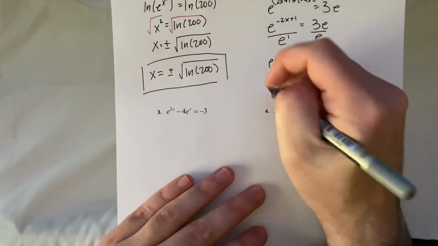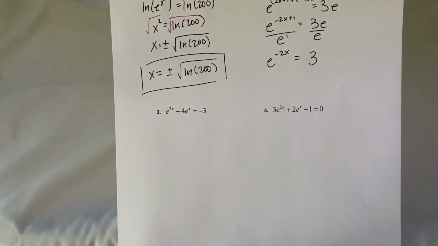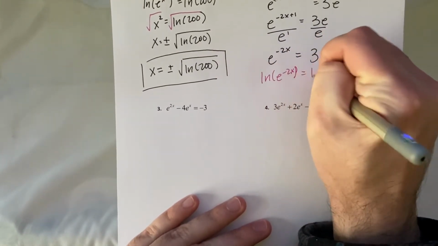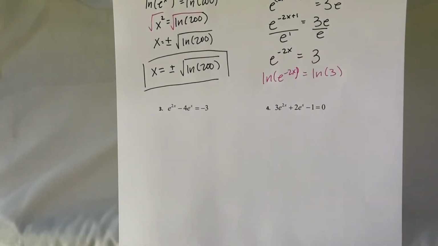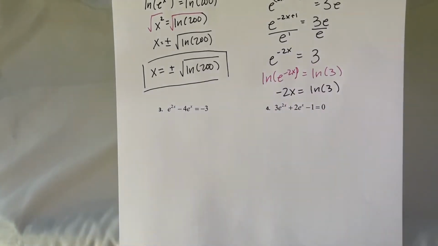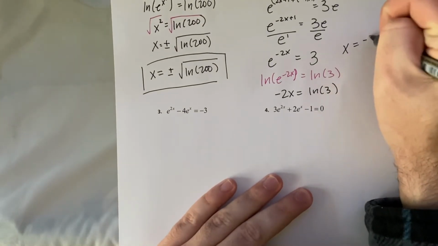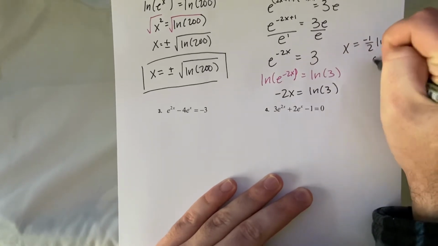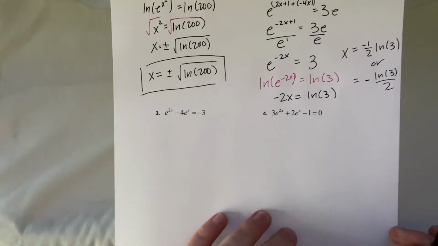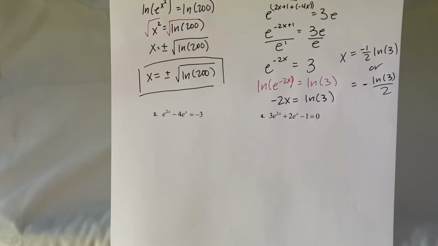From here, I can take the ln of both sides. So the ln of e to the -2x equals the ln of 3, which means that -2x equals the ln of 3. And from here, to solve for x, I would divide by -2, or multiply by -1/2, to get that x equals -1/2 the ln of 3, or negative ln of 3 over 2. Either one of those should be fine. Again, since I'm not putting anything inside a logarithm for now, I know it's fine that I'm not going to end up with a negative inside the logarithm.